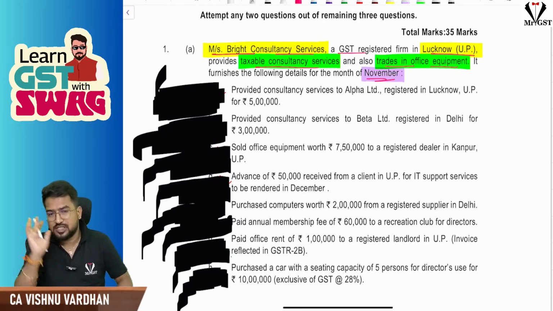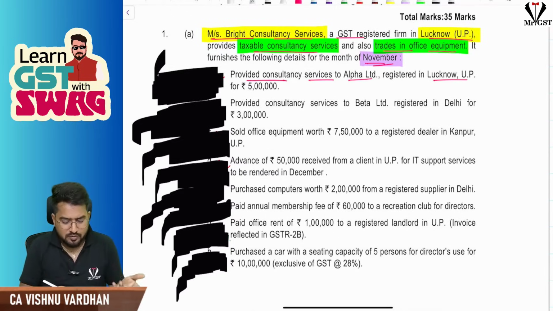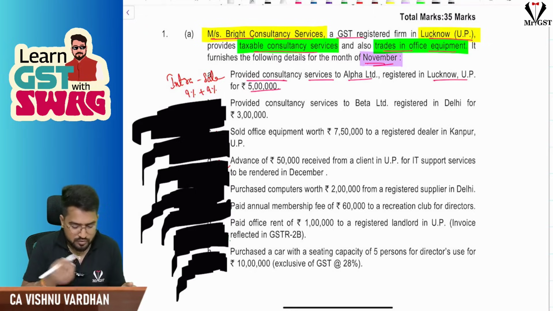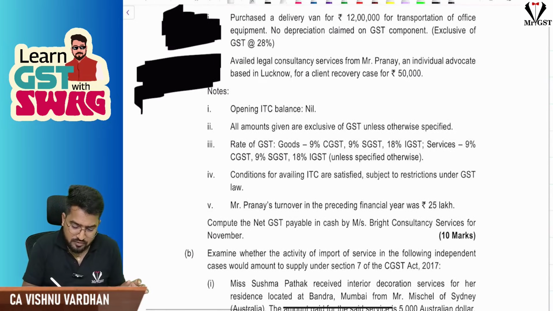November month information they have given, let us decode that. Provided consultancy services to Alpha Limited, registered in Lucknow, for 5 lakhs. That means this is a sale, intra-state sale. Okay, that is what we have to understand. And of course, here the GST rates are obviously given already. So 9% CGST, 9% SGST, 18% IGST.